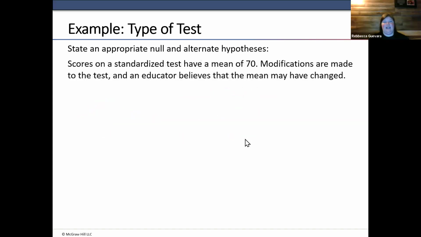All right, and then our last test. Scores on a standardized test have a mean of 70. Sorry about that, it's my dog outside.